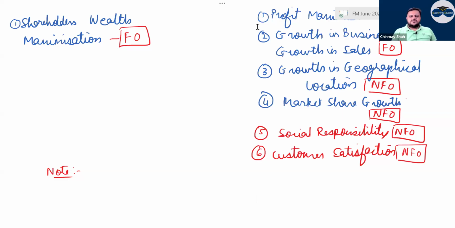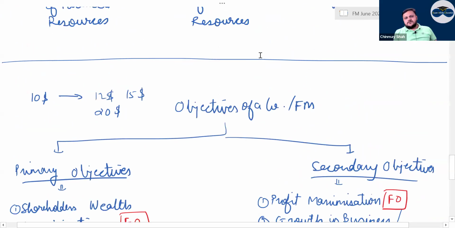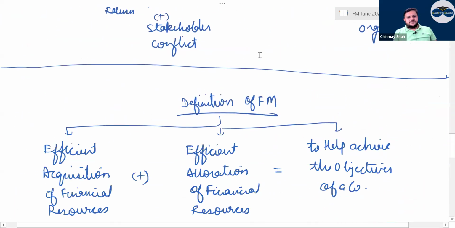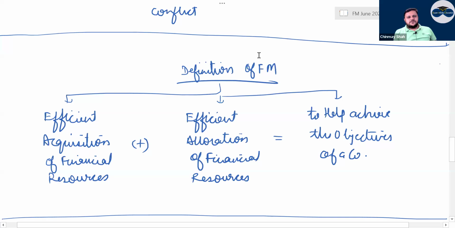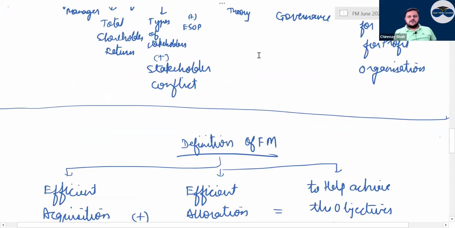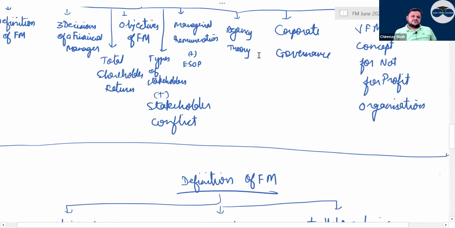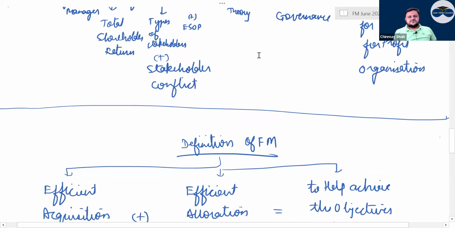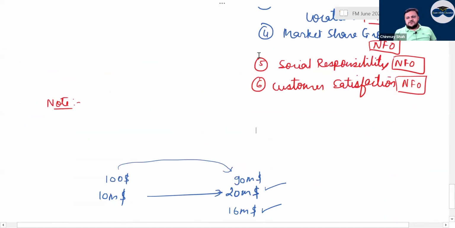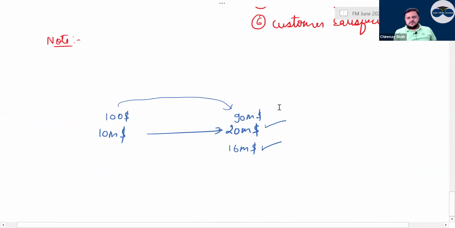Okay? With this, the definition of FM and objectives of FM is done. Correct? Chalo, let's go ahead. Let's do the three decisions of a financial manager. After that, I'll give you a break. Okay?